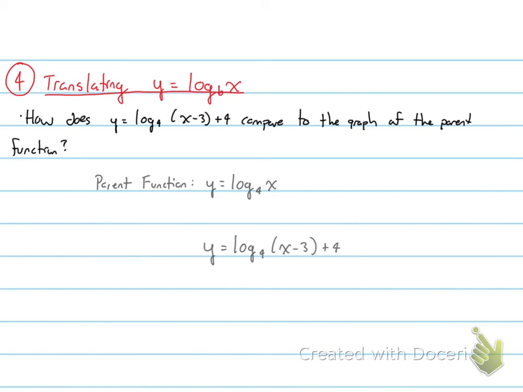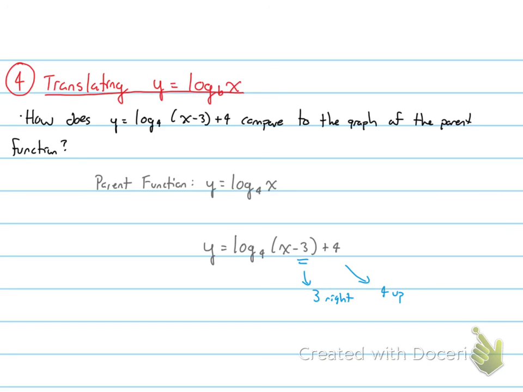And if I'm comparing that to log base 4 of (x minus 3) plus 4, I'm going to think of this the same way that I looked at quadratic functions and absolute value functions. When I see that minus 3, that means I'm shifting 3 to the right. When I see that plus 4, that means I'm going 4 up. So that would be my answer.